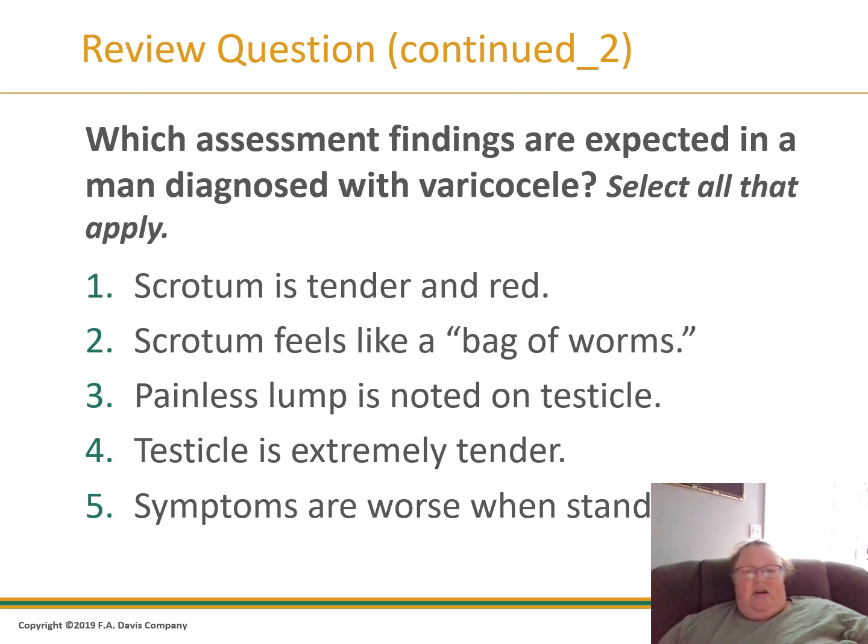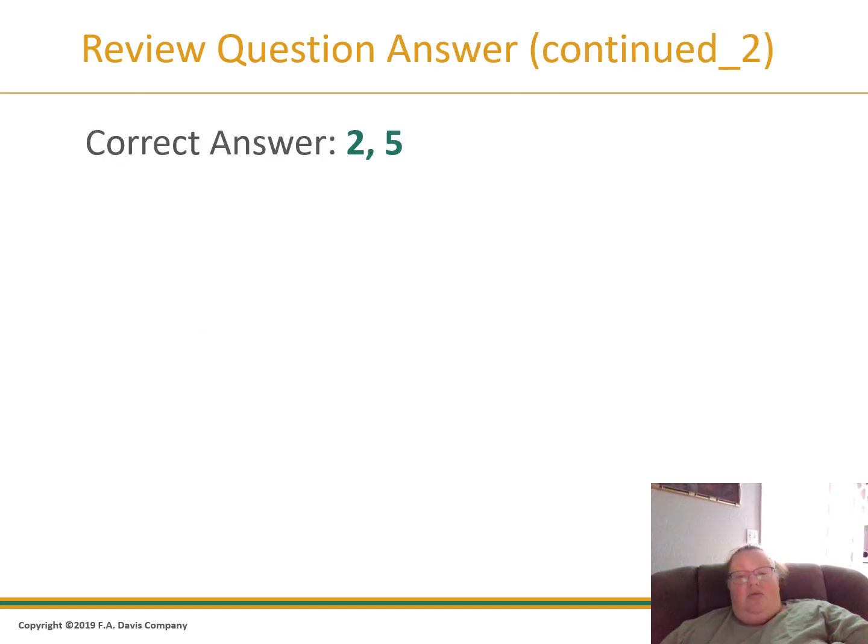Which assessment findings are expected in a man diagnosed with varicocele? Select all that apply. A varicocele is varicose veins on the scrotum. So I would say the scrotum will be tender and red. The scrotum feels like a bag of worms. Painless lump is noted on testicles. Testicle is extremely tender. Not necessarily. Symptoms are worse when standing. I'm going to go with 1, 2, and maybe 5. Oh, 2 and 5.